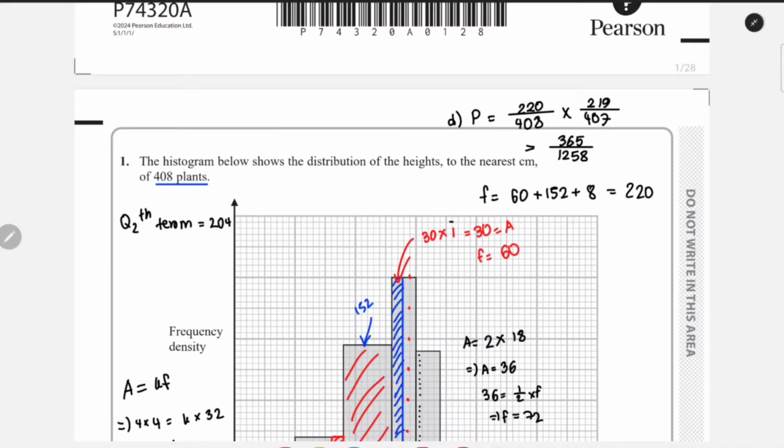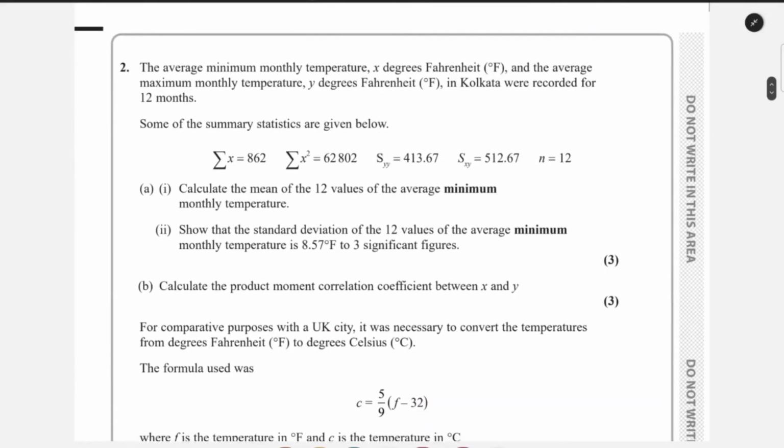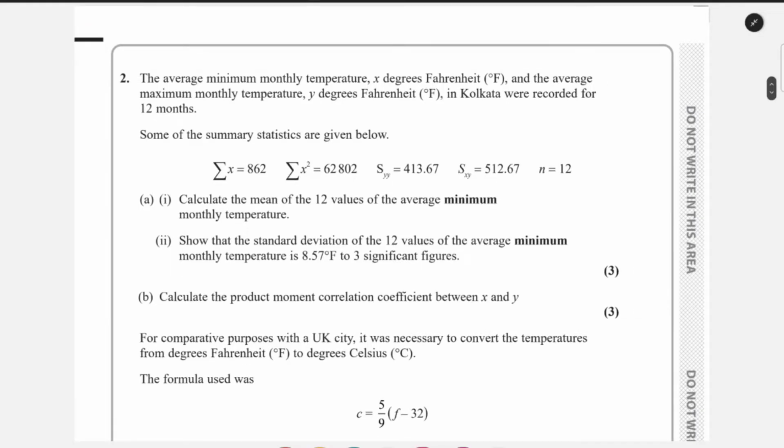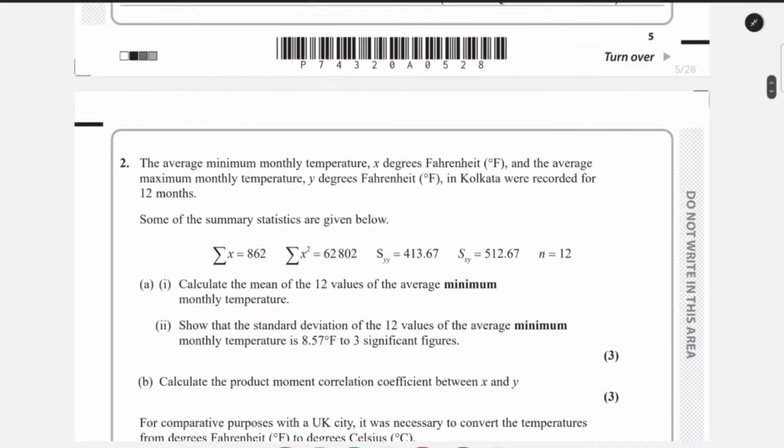So this is it for question 1. We'll be moving to question 2 now. This is a question about the product moment correlation. We are given the following statistics: the summation of x, the summation of x square, Syy, Sxy, and then we have to find the mean of the 12 values.